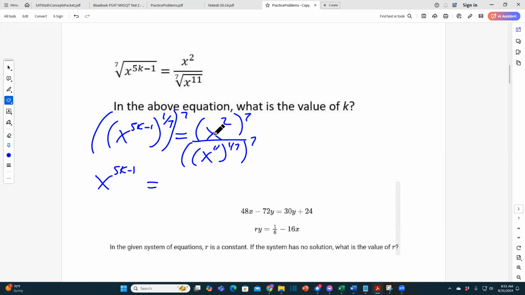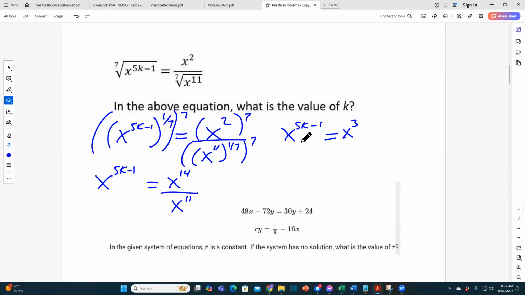Okay. X squared to the 7th power would be x to the 14th power, 2 times 7. On the bottom, we have 1/7 to the 7th. Those cancel out, give you 1. So that's x to the 11th. Okay. This right side, x to the 14th divided by x to the 11th. We subtract exponents. So we get x to the 5k minus 1 equals x to the 3rd power, 14 minus 11.